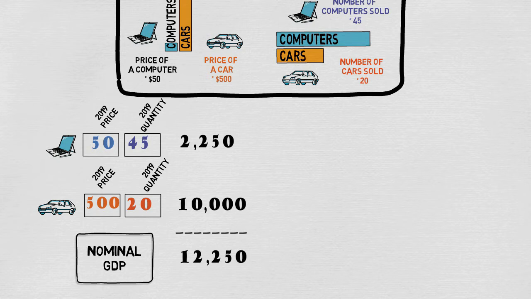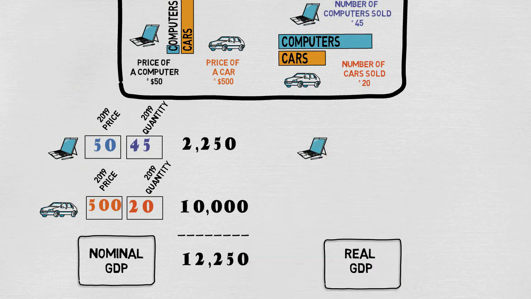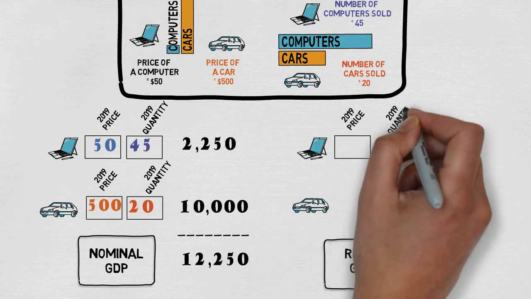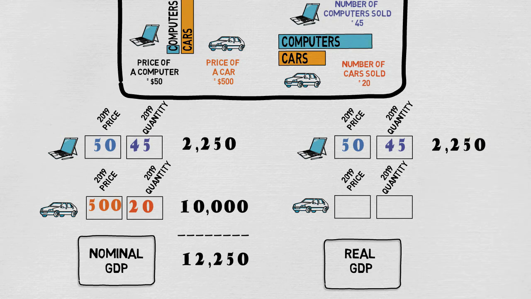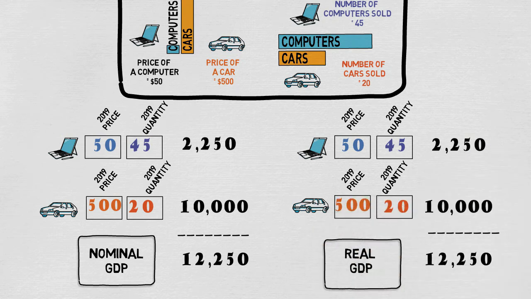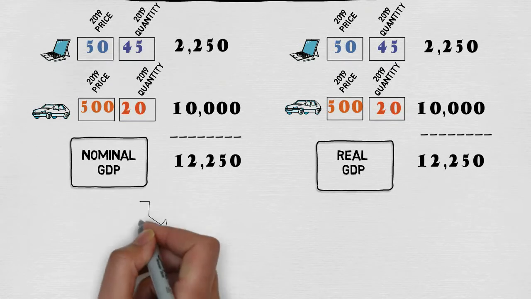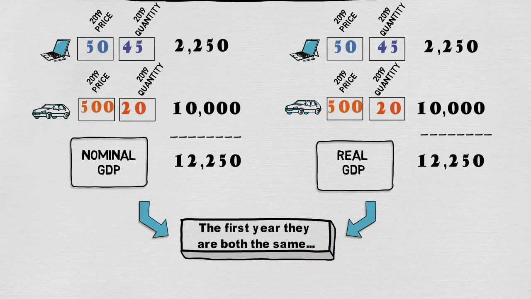Now, with real GDP, we're going to do the exact same thing using these numbers as our base year. So we'll look at all the computers we make, all the cars we make, our current prices, and our current quantities, and we're going to end up with basically the same numbers, 2,250, 10,000, which gives us a real GDP of 12,250. So for this first year, our nominal GDP and our real GDP are the exact same thing.